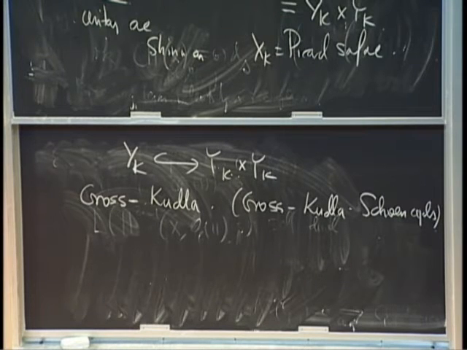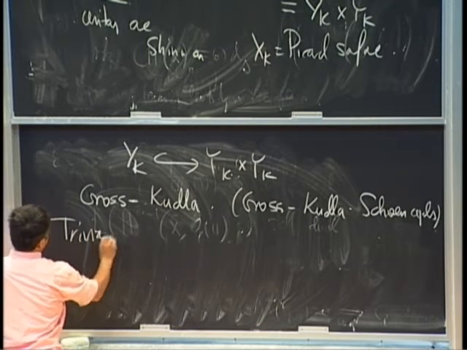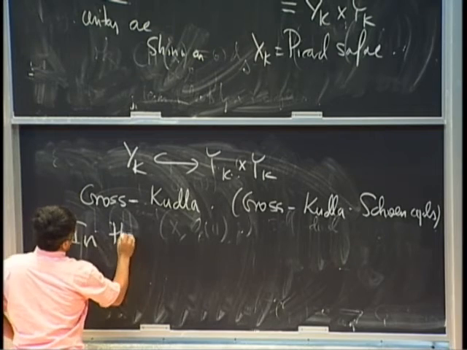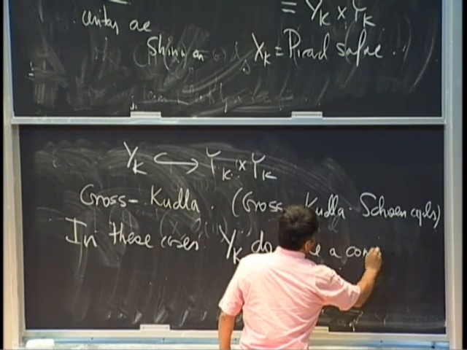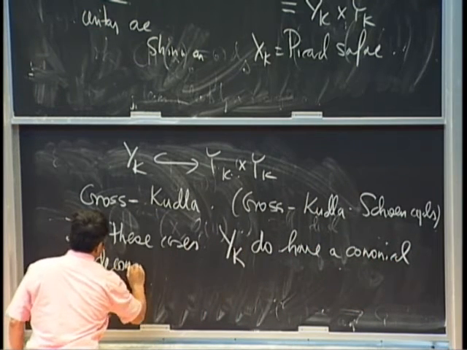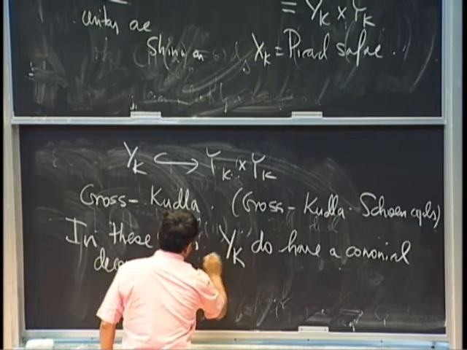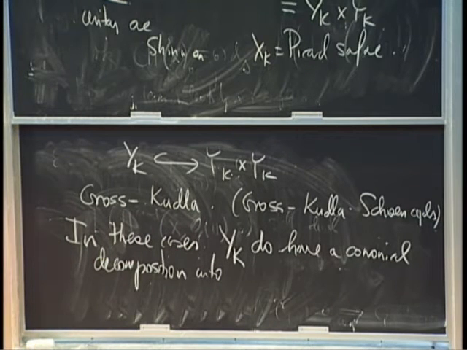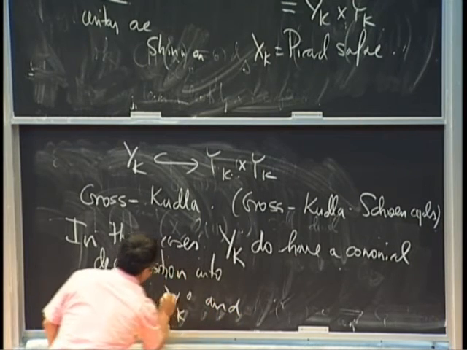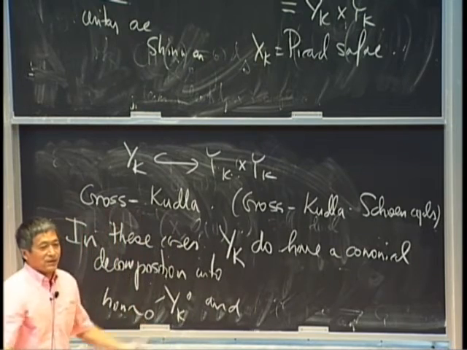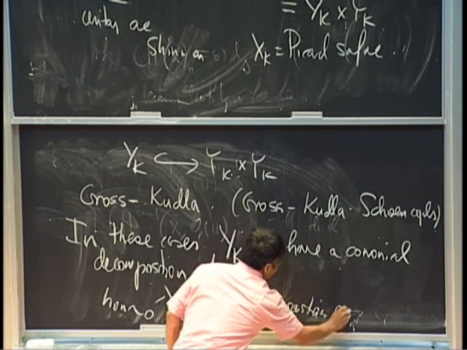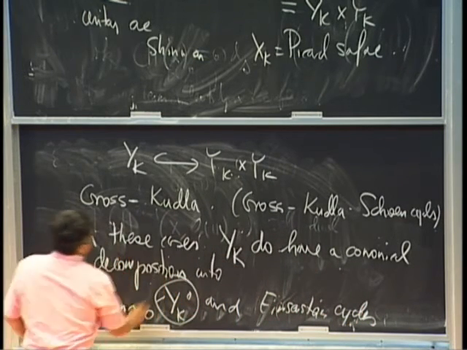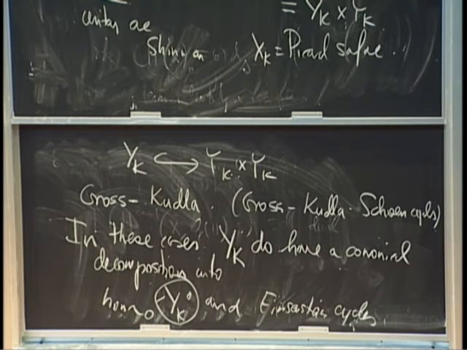And of course, one question is: in this case, this Y_K does have a canonical decomposition into something you should call the homology trivial cycle, Y_K^0, and something partially Eisenstein, the boundary cycle, the Eisenstein cycle. In general, we don't know how to decompose this thing. Again, if you assume Taylor's conjecture I wrote in the beginning, then you know how to decompose these cycles.